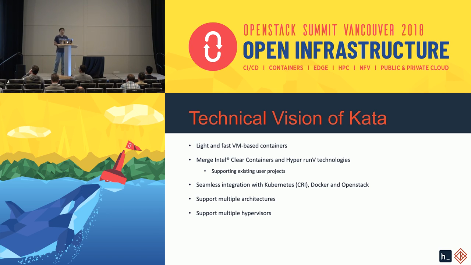Here is the technical vision of Kata Containers, what we are working on. Firstly, it's a light and fast VM-based container. For the metrics, from the previous work, it's not tested for the new 1.0 release. When we optimize it properly, we could launch the container in about 100 milliseconds. And we have metrics about the runtime overhead. The runtime overhead is 10 times lower than traditional VMs, but there's still some gap with namespace-based containers. Yeah, that's easy to understand.